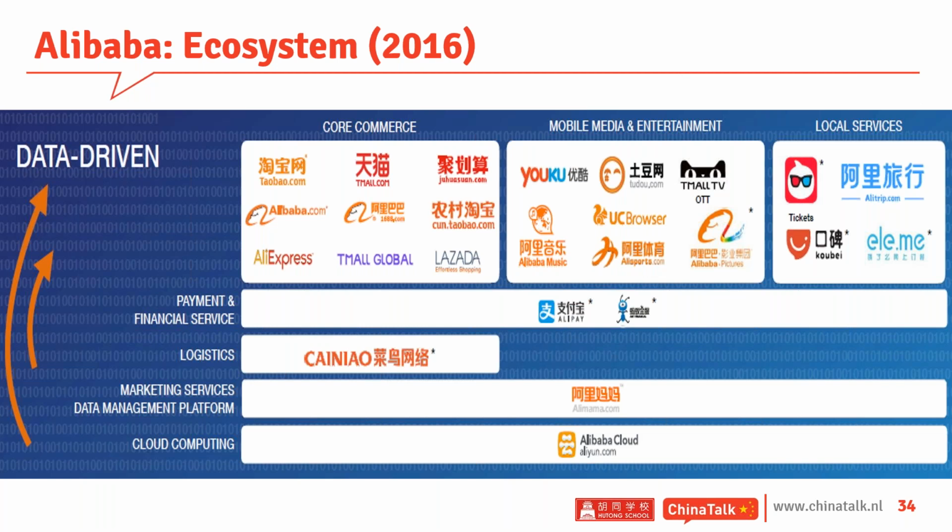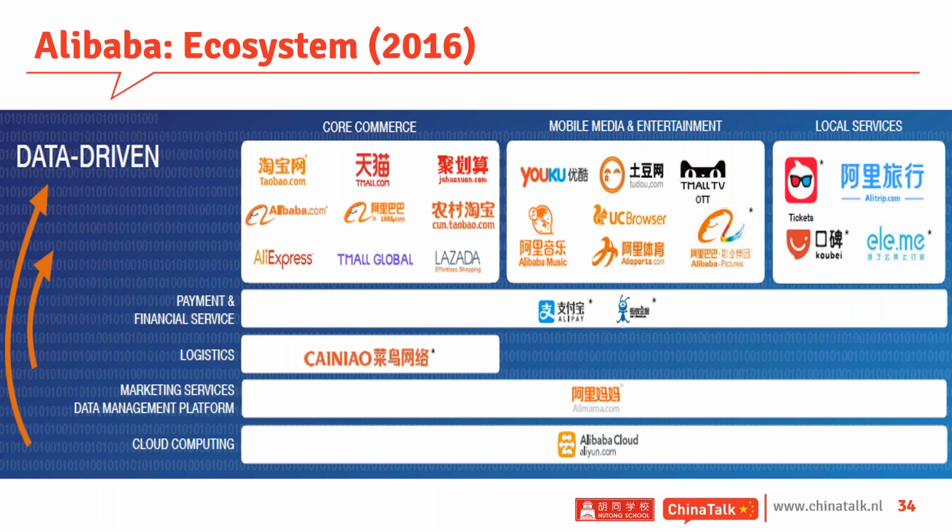Now, we've seen Alipay, that's a layer under that, that's used to facilitate all of the payment between these platforms. And logistically, Alibaba works with a network of logistical companies, and that network is called Cainiao.